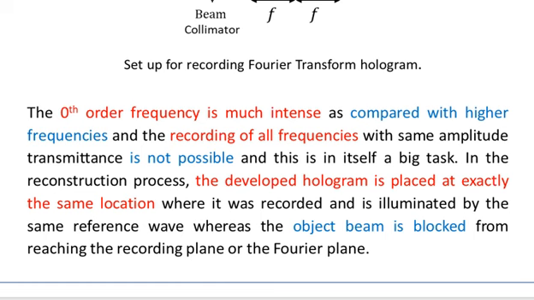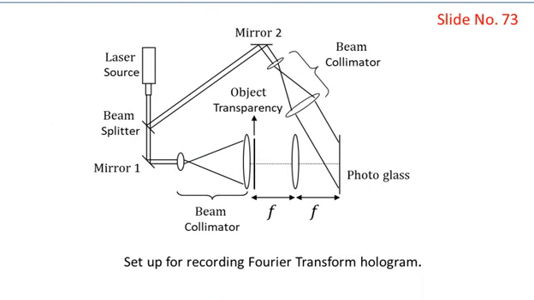In the reconstruction process, the developed hologram is placed at exactly the same location where it was recorded and is illuminated by the same reference wave, whereas the object beam is blocked from reaching the recording plane or the Fourier plane. So if we want to reconstruct, you see that when this photoglass is illuminated by the object beam and the reference beam, then of course after developing, drying and bleaching etc., this photoglass becomes the Fourier transform hologram.